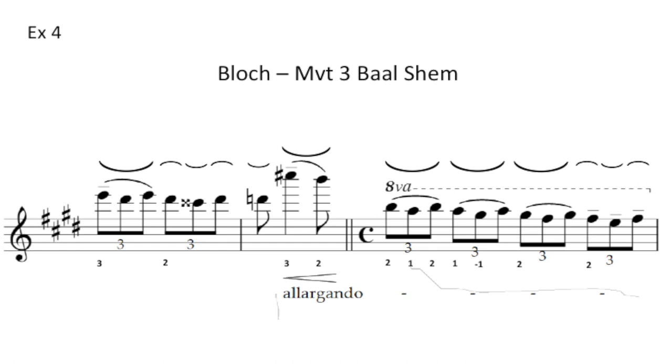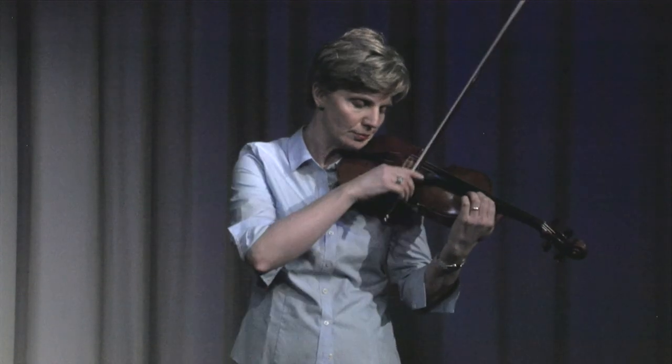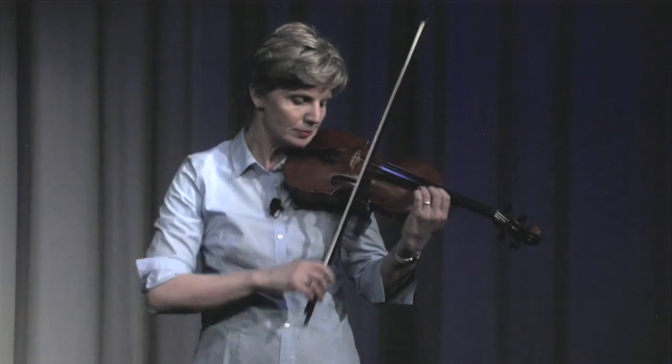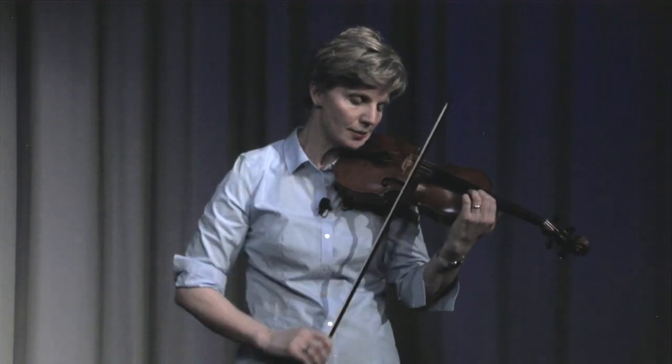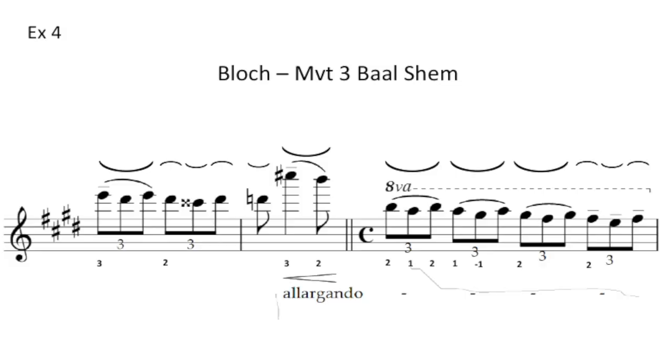I often refer to this as creating a technical window within which we can move comfortably. In this Bloch example, there's a large leap in the second bar. We can start shaping the line of the phrase in the previous bar with an undershape on the first triplet slur, going to an over and under combination on the separate bow triplet. So undershape, over, under. Then on the downbeat of the second bar, the undershape spins the sound, enabling me to leap comfortably without disturbing the logic of the line.